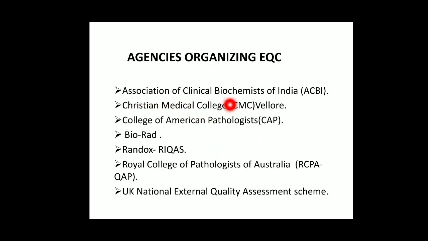So these are the agencies that send external quality control. There is ACBI, Association of Clinical Biochemists of India, then CMC, Christian Medical College Vellore, College of American Pathologists, then Biorad Randox, then Royal College of Pathologists. In our Oxford Biochemistry Central Lab, we are purchasing from Christian Medical College Vellore. The program is called the CMC EQAS program. EQAS means External Quality Assurance Program.